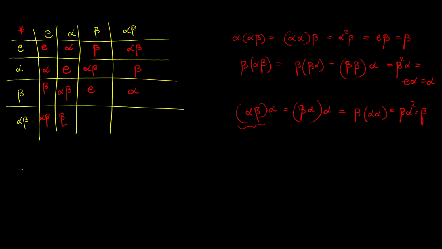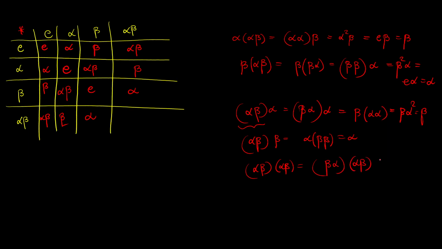Okay. Then next we have alpha beta times beta, which is nothing but alpha times beta beta, which is nothing but alpha. So we have alpha. Then we have alpha beta times alpha beta, which by commutativity is beta alpha times alpha beta, which is nothing but beta times alpha times alpha times beta using associativity, which is nothing but beta times identity times beta, which is nothing but identity. Okay, so it is identity.